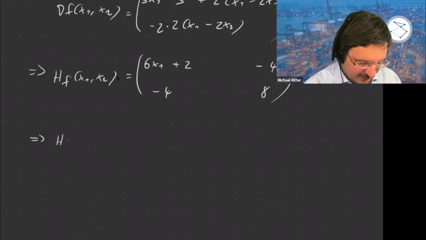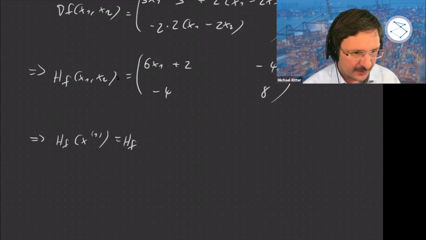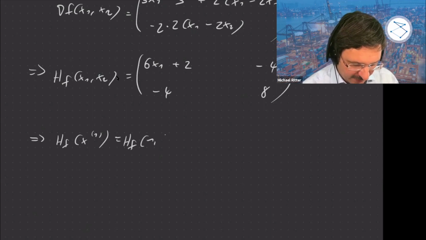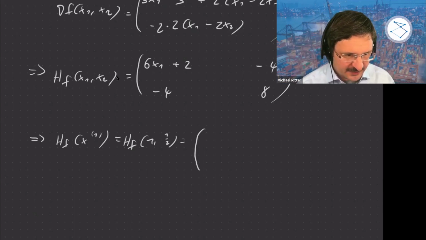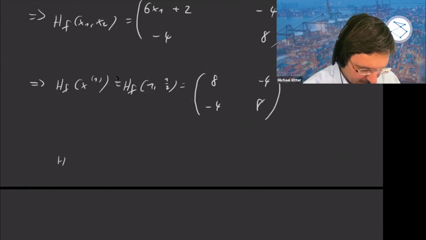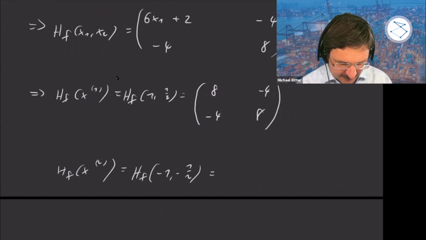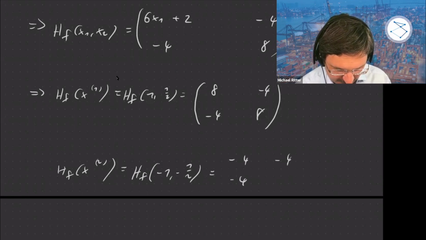And that means if we use the points that we've computed above, now the Hessian at the point 1 and 1/2 first will be 6 plus 2, that's 8, minus 4, and 8. The rest is constant anyway. And let's also compute the second one right away. The other point was -1, -1/2. So we get 6 times -1 plus 2, that's -6 plus 2, that's a -4. And again, the rest is constant.